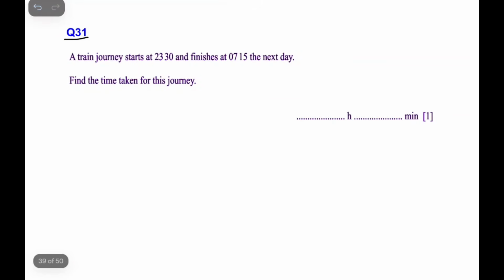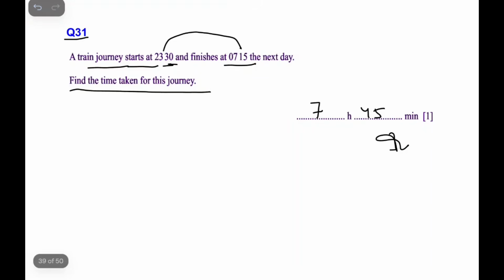Question number 31. A train journey starts at 23:30 and finishes at 7:15 the next day. We have to find the time taken for the journey. From 23:30 till 7:15, so 7 hours 15 minutes are here and 30 minutes are over here. So 7 hours and a total of 45 minutes. This will be our answer.